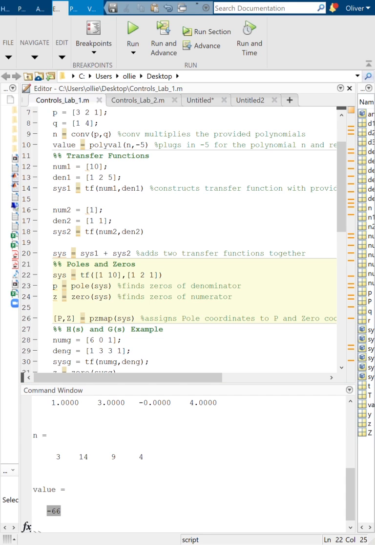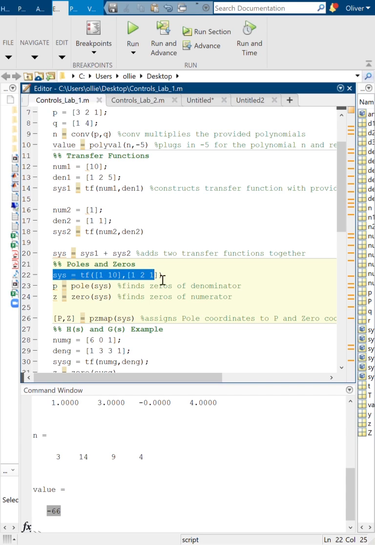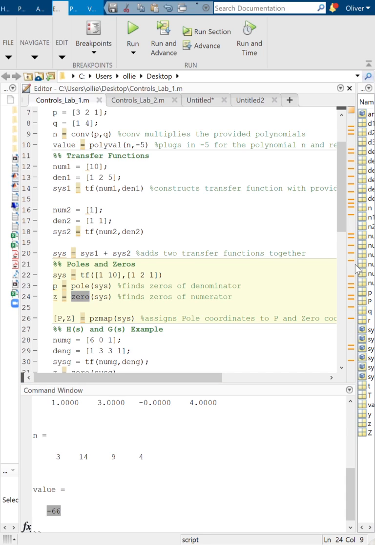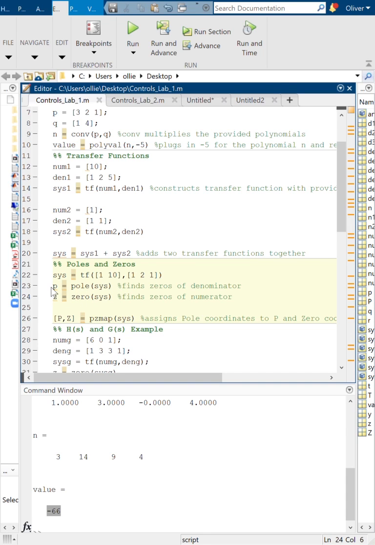So first, we'll make a transfer function called sys, or system, with the following numerator and denominator, and then we'll find the poles of the transfer function using the pole function, and then we'll find the zeros using the zero function, and you can do this respectively for poles and zeros, and then you'll store them in arrays called p and z. But if you want to do this in one line of code, you can just use pzmap, and you'll store these poles and zeros into p and z.